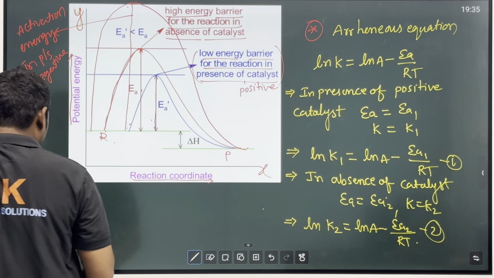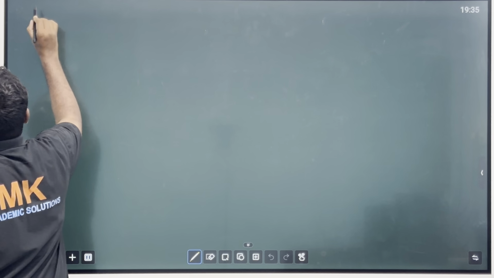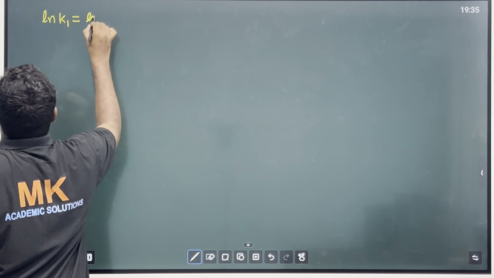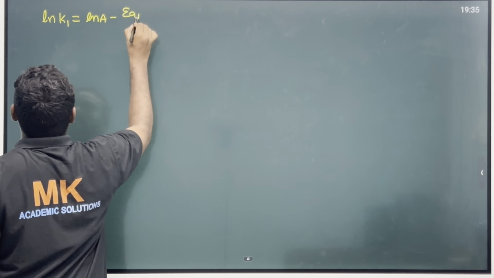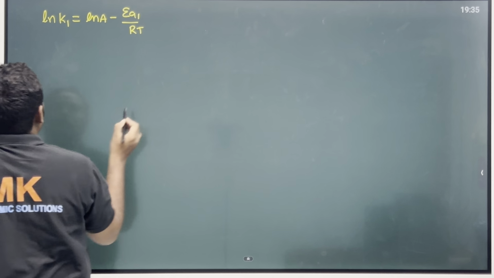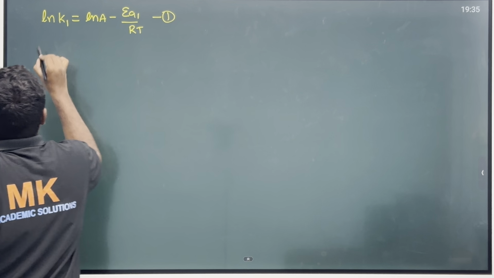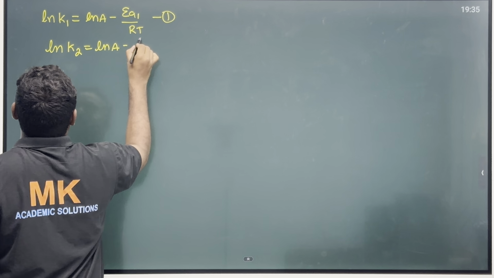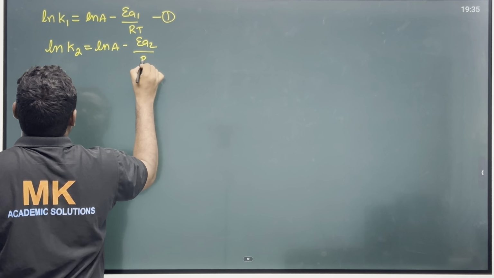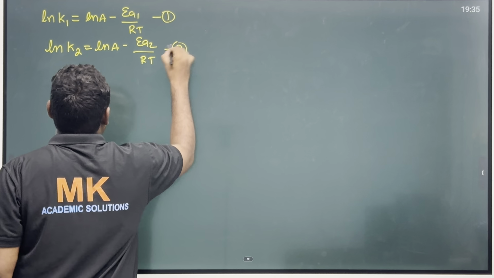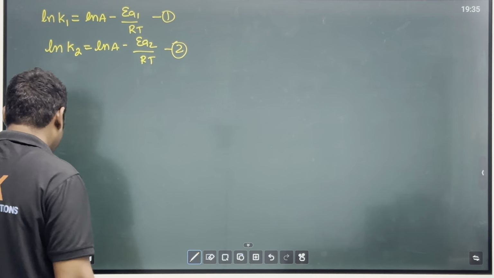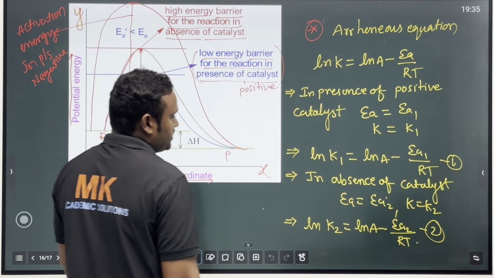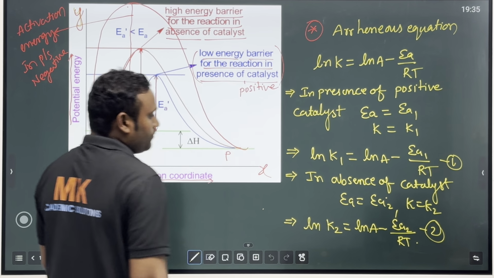Now let us proceed. Take equation 1: ln K1 is equal to ln A minus EA1 by RT. This is equation 1, and ln K2 is equal to ln A minus EA2 by RT. This is equation number 2. Equation number 1 is in the presence of positive catalyst. Equation number 2 is in the absence of catalyst.